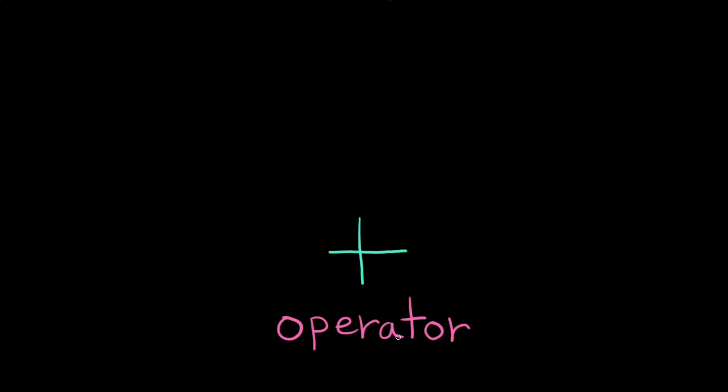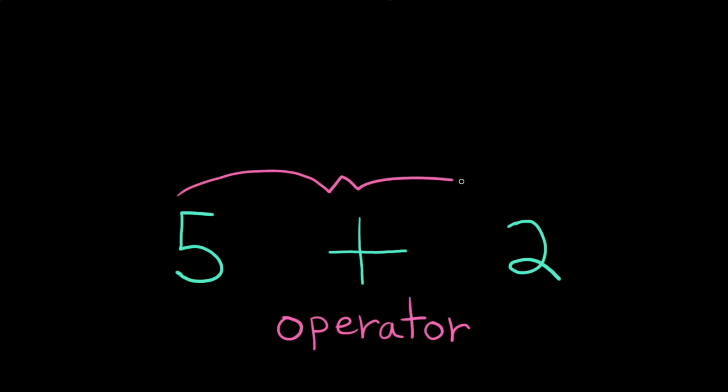For example here, we have the value 5, which is an integer, the operator plus, and the value 2, which is also an integer. Together, these form an expression. You can think of an expression like a phrase. It's not quite a sentence, but it combines words together in a meaningful way.